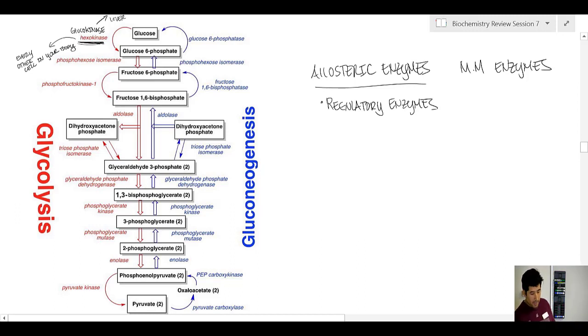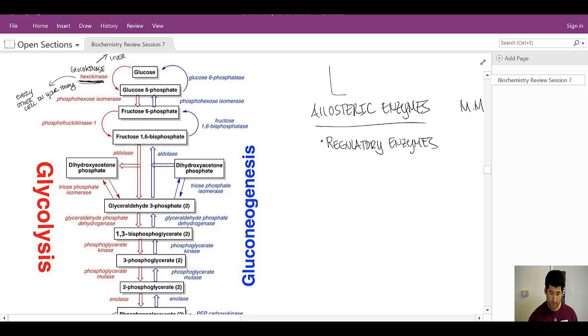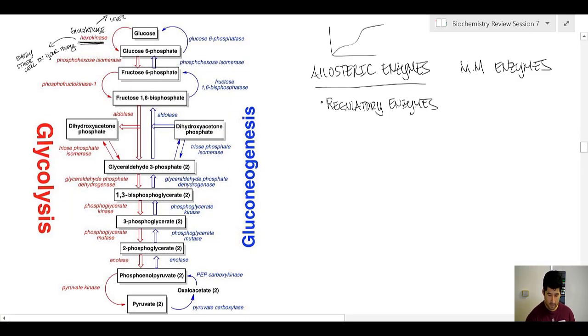All right, so is hexokinase a regulatory enzyme, yes or no? Yes. So what type of kinetics is it going to exhibit? Allosteric kinetics. So its graph is going to be, is it going to be a hyperbola or is it going to be sigmoidal? Sigmoidal, perfect. All right, the second regulatory enzyme in glycolysis is what? Phosphofructokinase, good job. So that's PFK1.